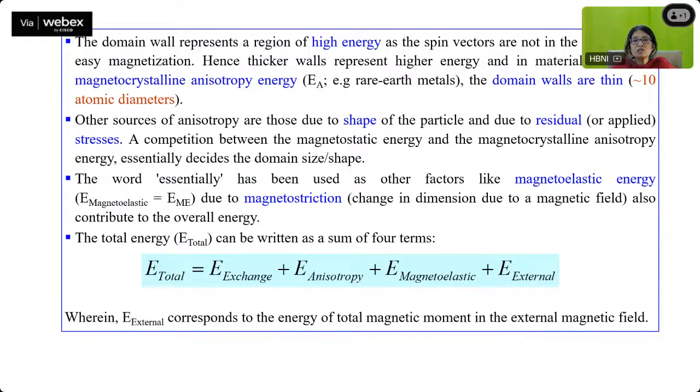The word essentially has been used as other factors like magnetoelastic energy due to magnetostriction, which is change in dimension due to magnetic field, also contribute to the overall energy. So the total energy can be written as the sum of four terms. One is exchange energy, the other is anisotropy energy, then there is magnetoelastic energy, and there is external energy. This external energy corresponds to the energy of the total magnetic moment in the external magnetic field. So these are the different types of energies present in a particular material.